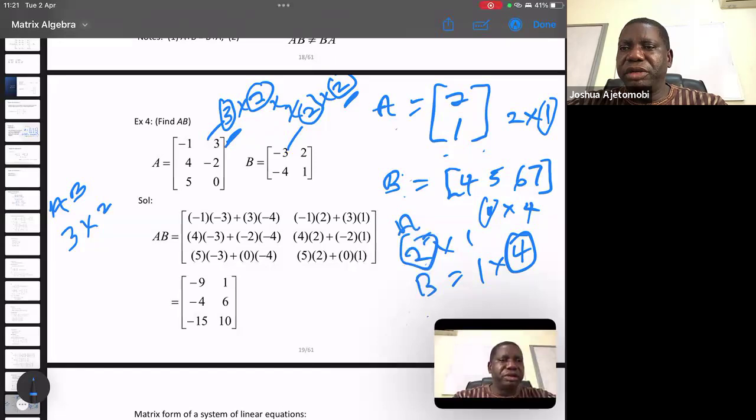For the second column, you do the same. This -1 and this 2, you can see, this 3 and 1. And that is how we obtain this one. Then you follow the procedure for the remaining rows. You can see that is what is illustrated here.